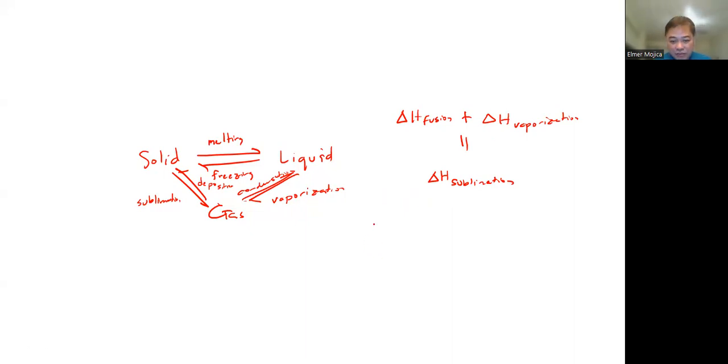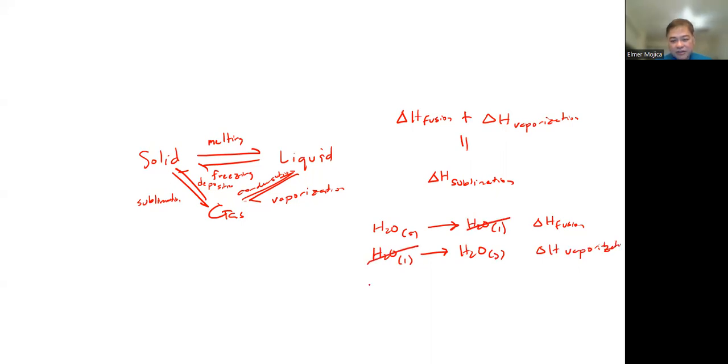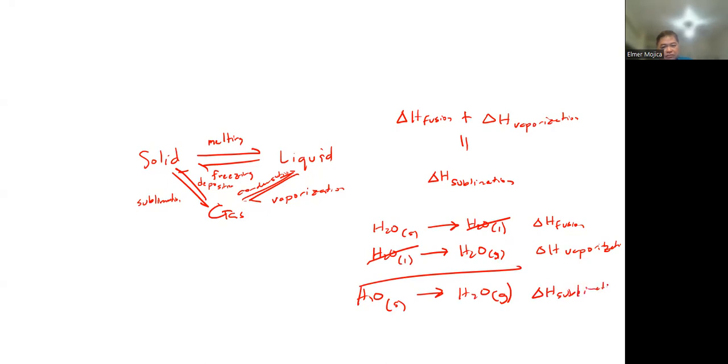Because what happened? You have, let's say, water solid going to water liquid. So you have a delta H of fusion there. And then you have H2O liquid going to H2O gas. You have what we call the heat of vaporization there. So what will happen to the reaction? You cancel this. So you end up with this one. Right? And the thing that you have there, heat of sublimation, that is just the sum of these two. That's Hess law.